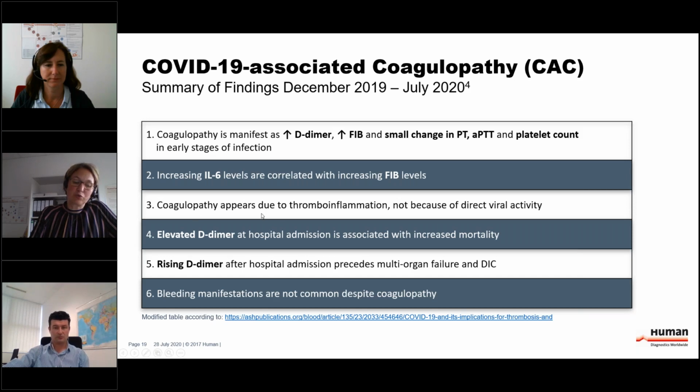Coagulopathy appears due to thromboinflammation and not because of direct viral activity. We have an elevated D-dimer at hospital admission that is associated with increased mortality. The rising D-dimer after hospital admission precedes multi-organ failure and DIC, and bleeding manifestations are not common despite coagulopathy. And now I would like to hand back over to Carola.